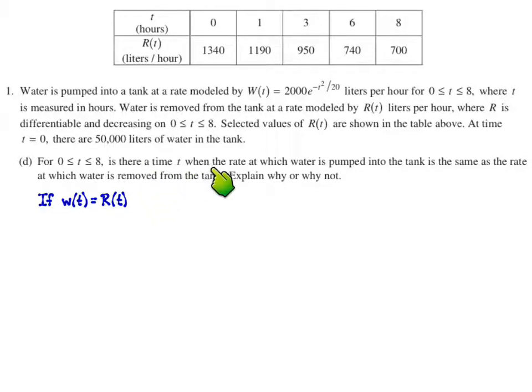It says, is there a time when? That wording implies that we're probably going to be using one of our theorems: the intermediate value theorem, mean value theorem, or extreme value theorem. Because it's asking about the rates being equal, and we are given information about the rates, that's going to imply that it's going to be the intermediate value theorem.